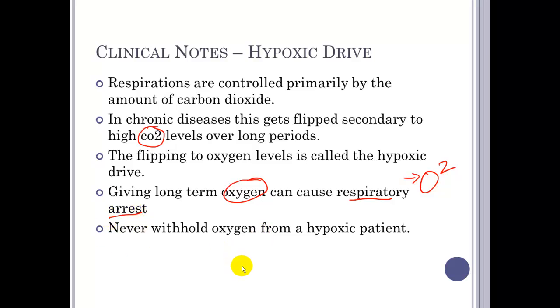Now, there's a point on this. In the acute setting, as far as EMS is concerned, if the patient is hypoxic, we never withhold oxygen from a hypoxic patient. We should initiate oxygen and oxygenate them to the best of our ability. If we knock out their respiratory drive, then we should intubate them and take over.